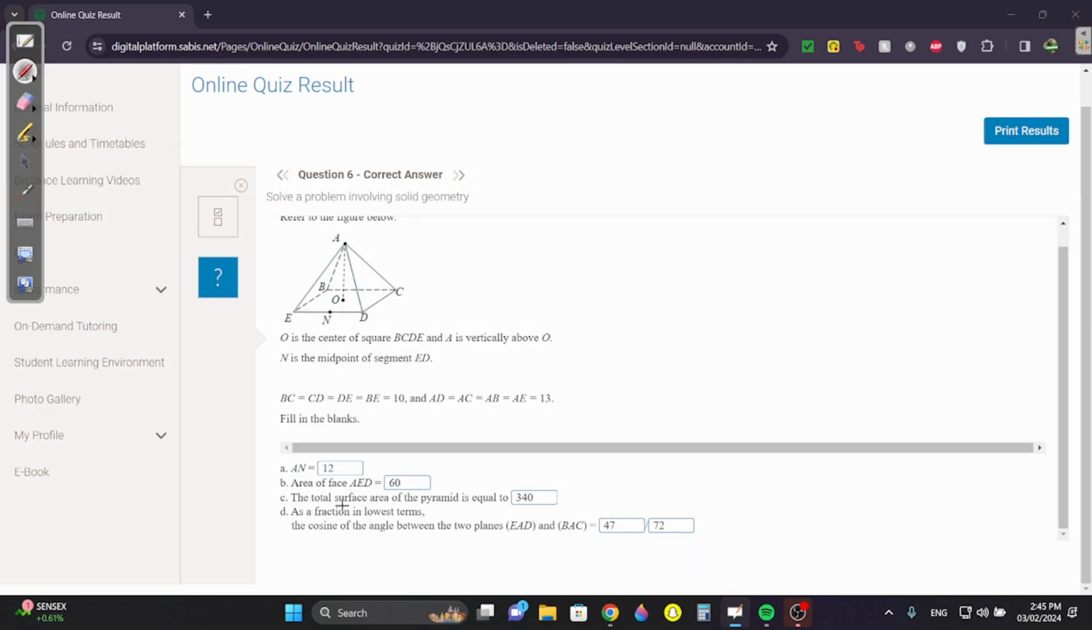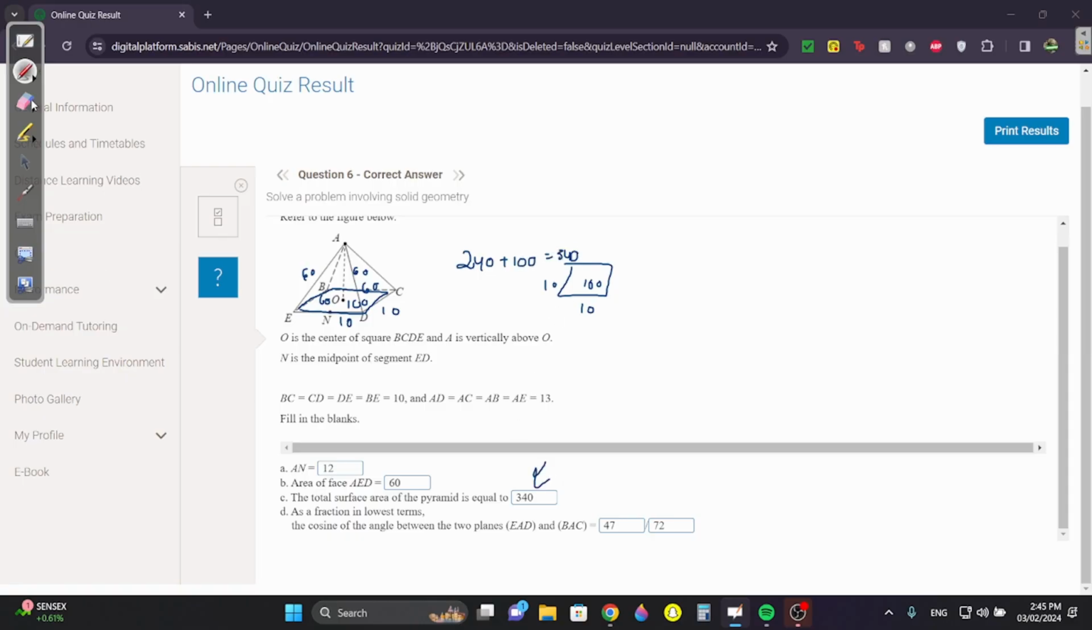Part C, the total surface area of the pyramid is equal to 340. These triangles are all equal, obviously. So it's going to be 60 here, 60 here, 60 here, and 60 here. What's left is the base at the bottom, which is 10 by 10. How would you find the area of a 10 by 10 square? 10 times 10, you get 100. So you have 60, 60, 60, 60, and 100 at the bottom. The total surface area will be 240 plus 100, which is 340.